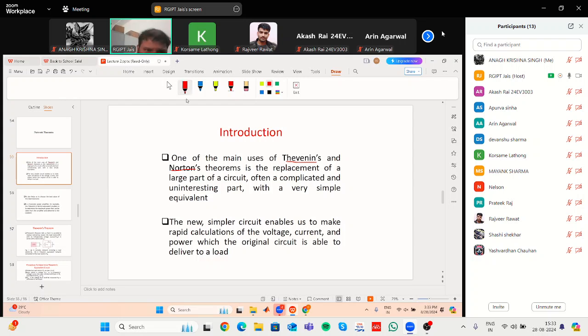For example, let us say there is a very complex circuit. Let us say this is the house wiring system. And what you need is something to connect your fan. Your fan needs to be connected.